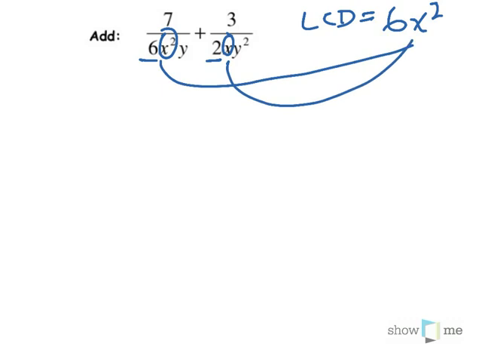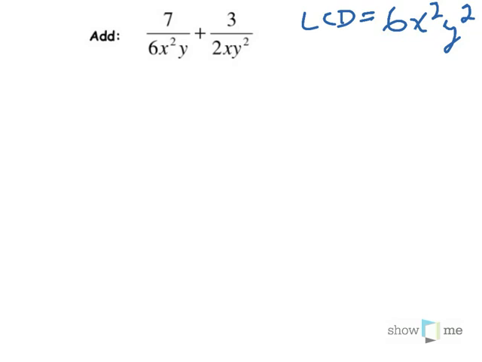Finally, it has to divide this y or this y squared, so the smallest number that can do that is y squared. Okay, so once again, the lowest common denominator has to be able to fit everything in the denominators. So if we look over here, it fits the 6, it fits the x squared, it fits the y, it fits the 2, the x, and the y squared. And when I say fits, I'm talking about division. Okay, so let's write what we have.